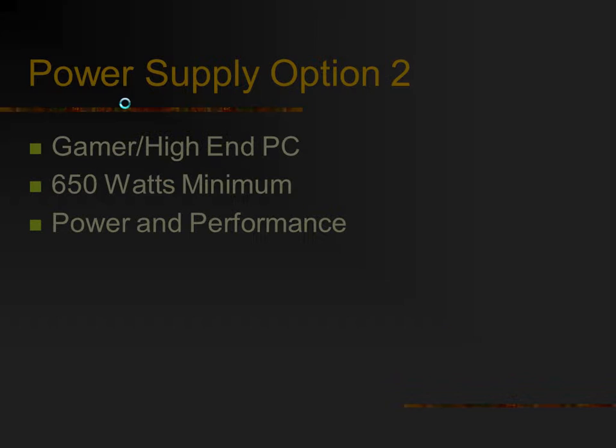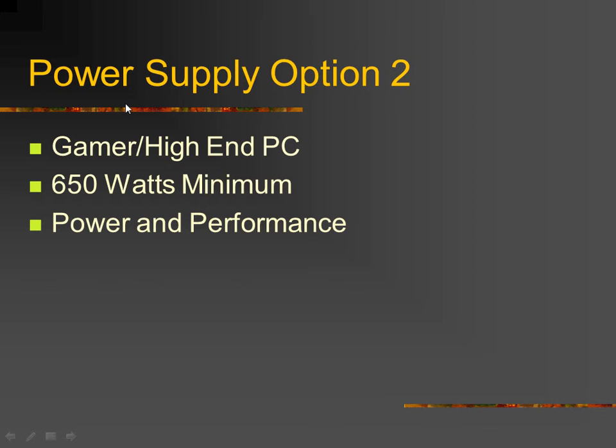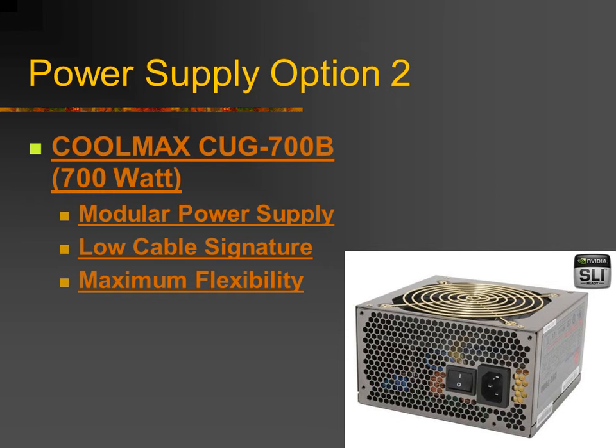1? Okay. Going on to option number 2, you wanted a high-end gamer PC, 650 watts minimum power, with power and performance being the overriding factor. We brought you today the Coolmax CUG700B. It's a 700 watt power supply.